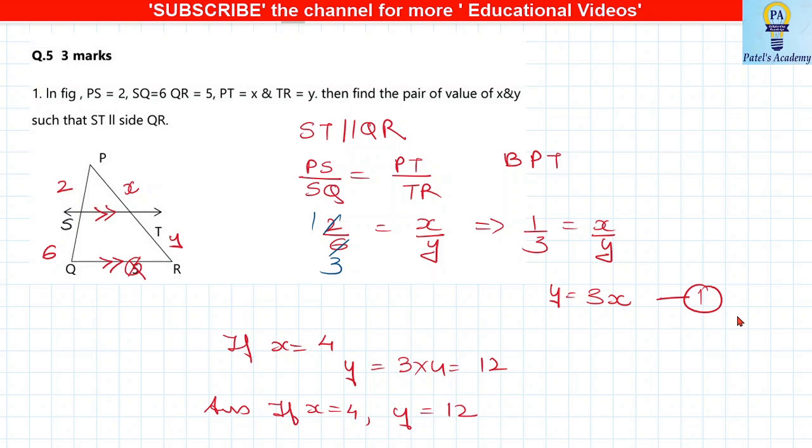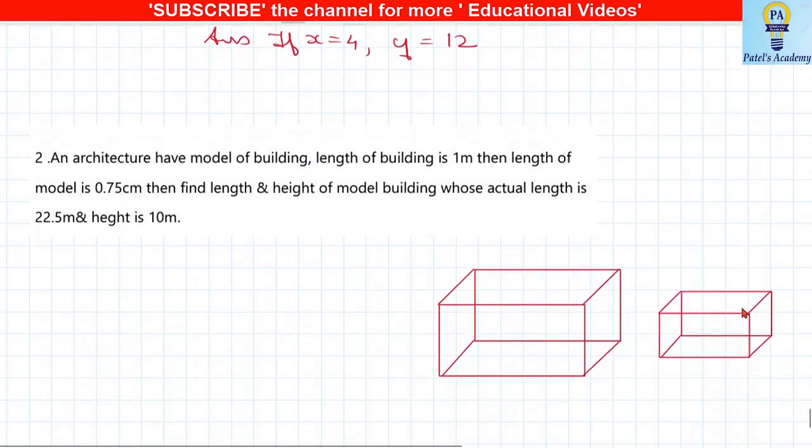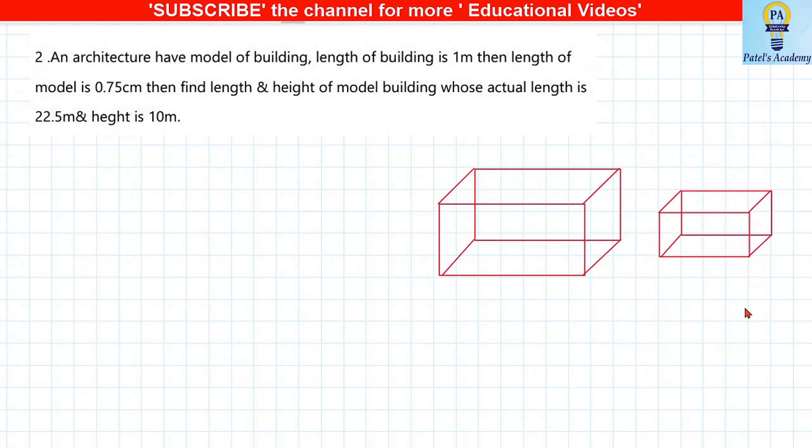Okay, you can substitute any value of x. If you take x as 1, y will be 3. So 1 and 3 will be there, 4 and 12 will be there, or any value you can substitute. So this will be an open-ended question. Any value of x which satisfies the equation. Okay. Now the last sum, students, understand this sum very properly.